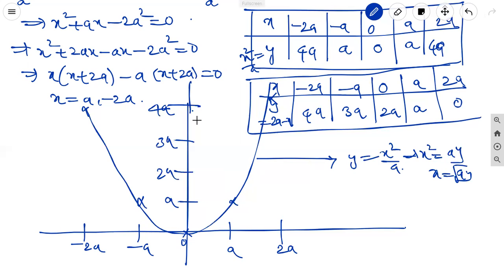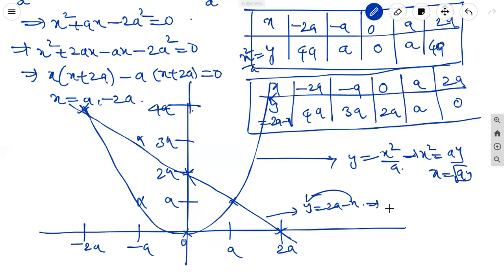Next, the straight line: 4a, next minus a, 3a, 0, 2a, a, and plus 2a. Then we get the curve. This is y equal to 2a minus x. Then changing the variable, x equal to 2a minus y is this curve's equation. And here we observe this is the curve, this is a straight line.